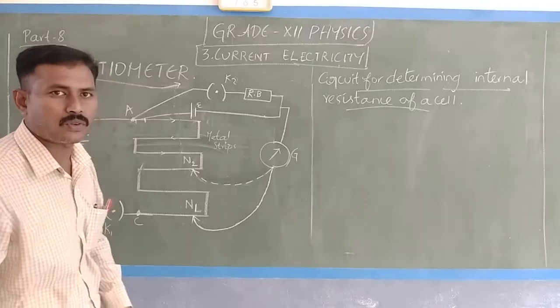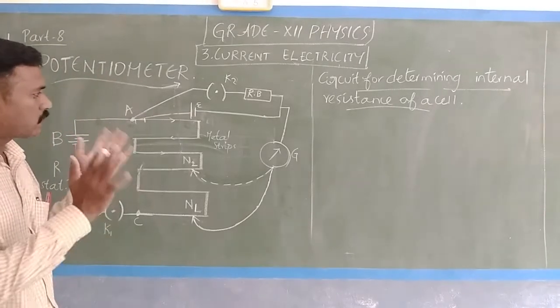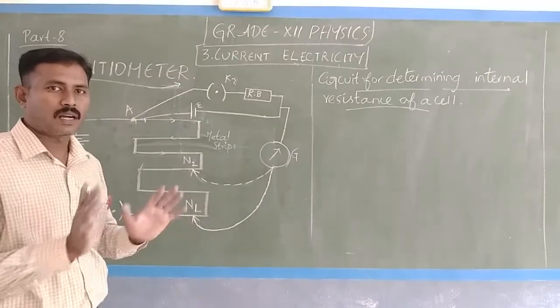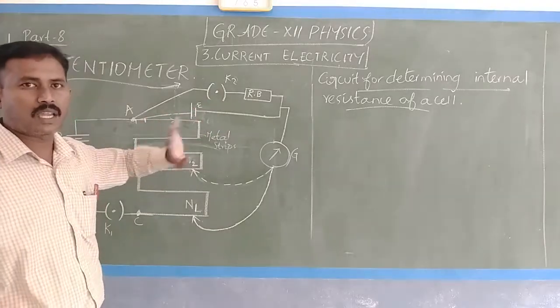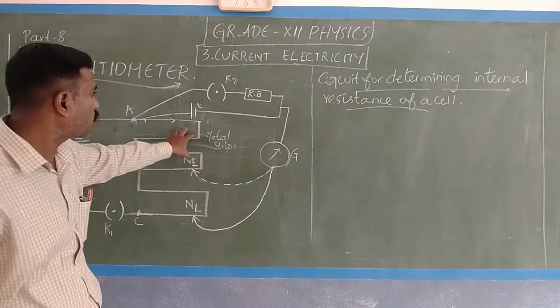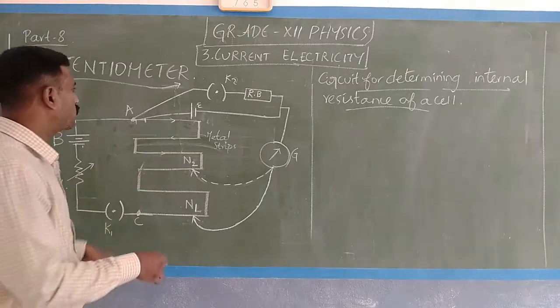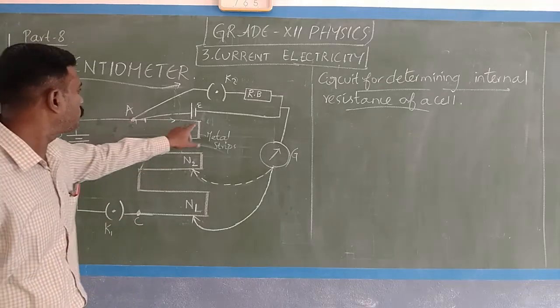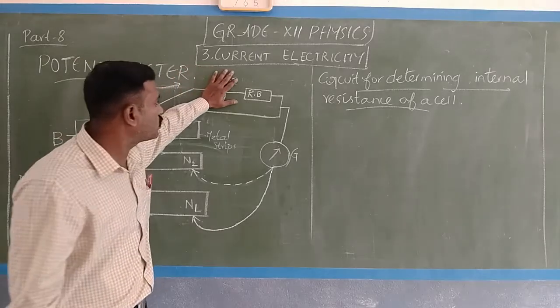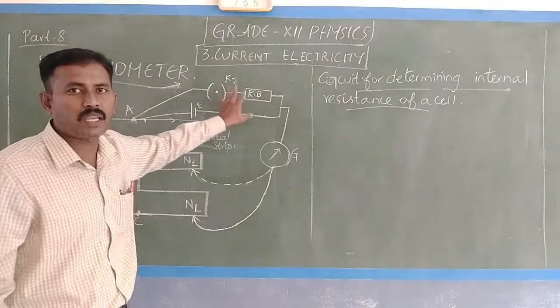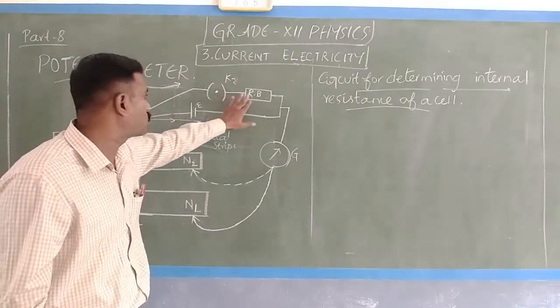First, what are we going to do? Previously, what did we do? It is the same concept. Initially this K2 is open. When K2 is open, what will be the junction here? When K2 is open, no current will be passing through this.